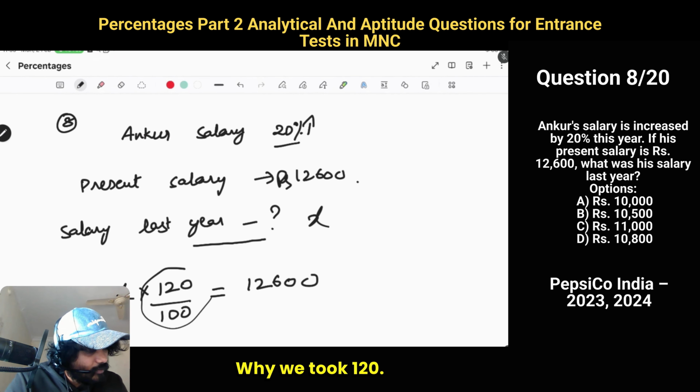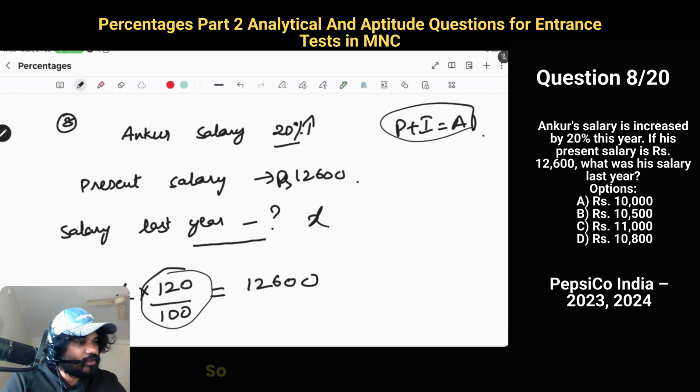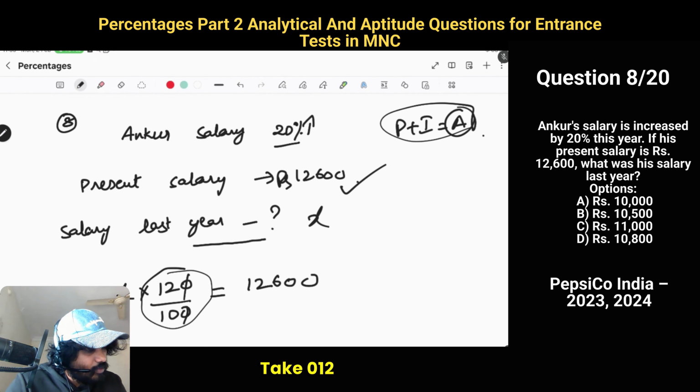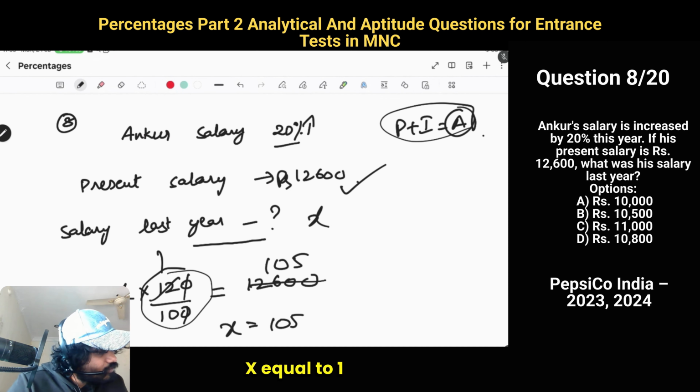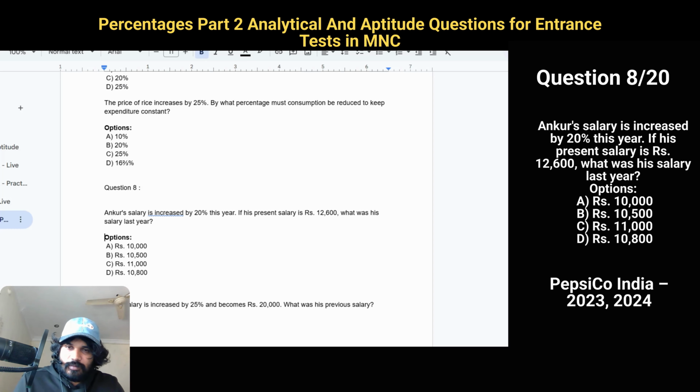Why we took 120%? 20% increase. So you know the principal plus interest equals amount formula, right? So he gave the amount. So 120 percentage, take 0, 12 ones are 12, 105 are x equal to 105, 10,500 would be his salary last year.